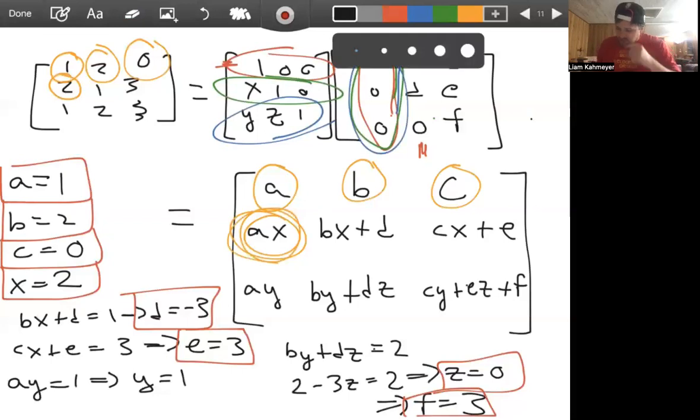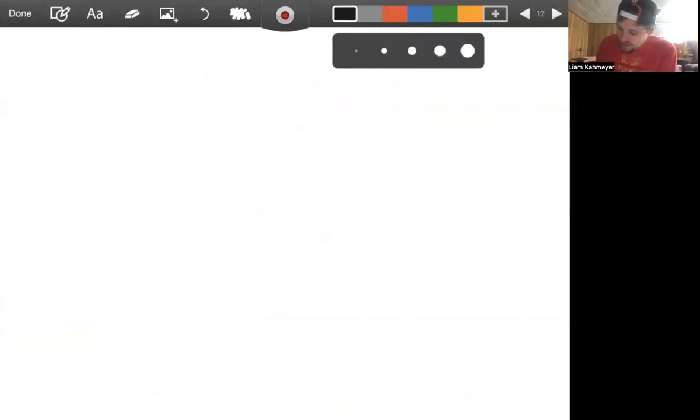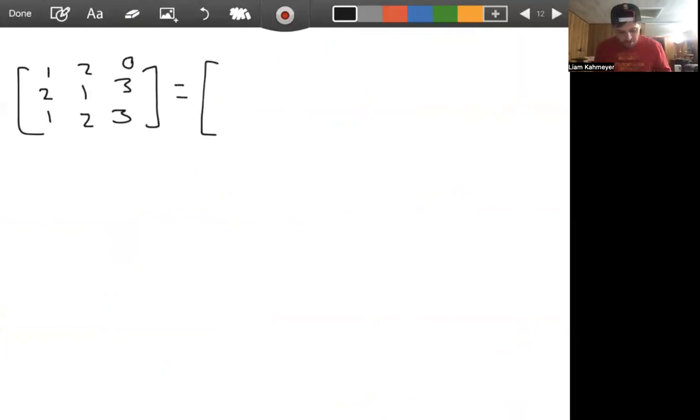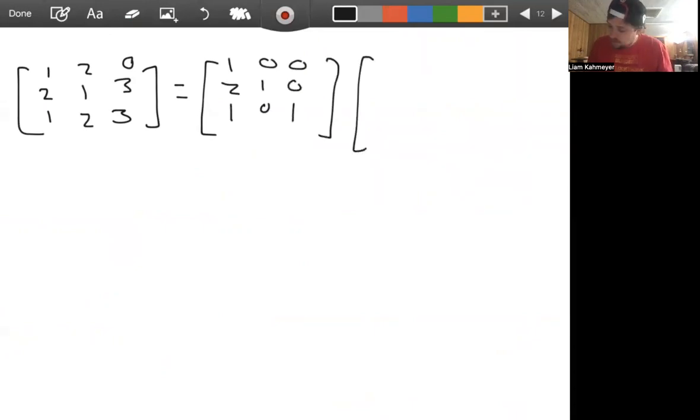So putting all of this together, we get that 1, 2, 1, 2, 1, 2, 0, 3, 3. The LU decomposition of this matrix is then we get 1, 2, 1, 0, 1, 0, 0, 0, 1 times 1, 2, 0, 0, -3, 3, 0, 0, 3.